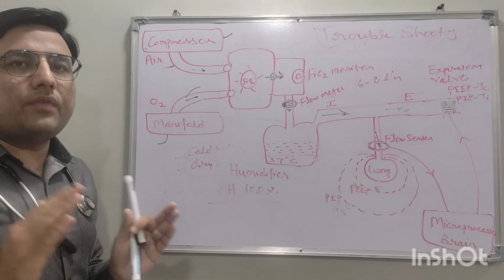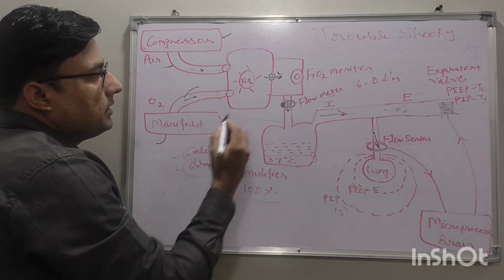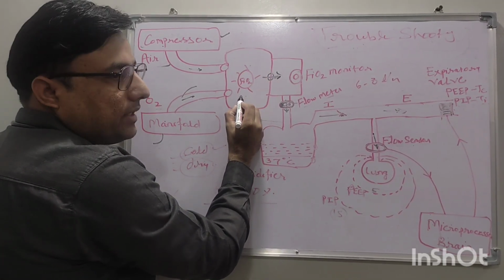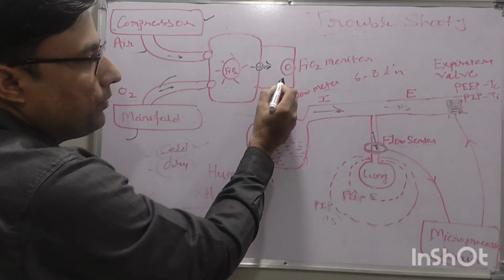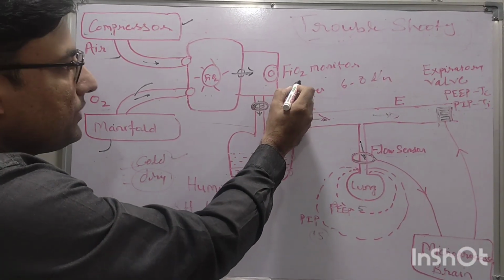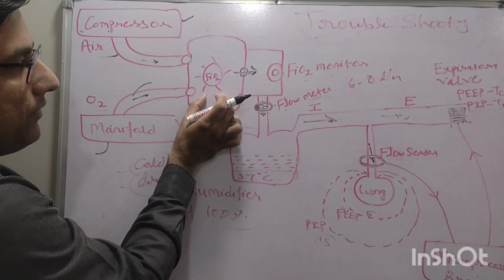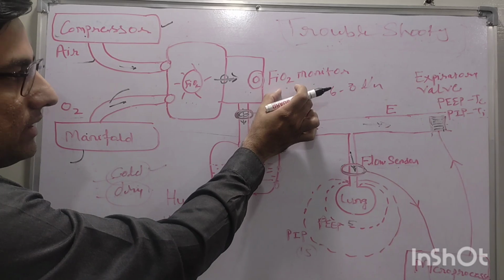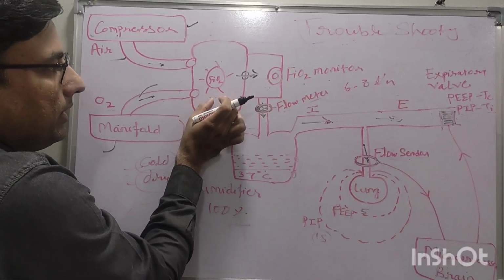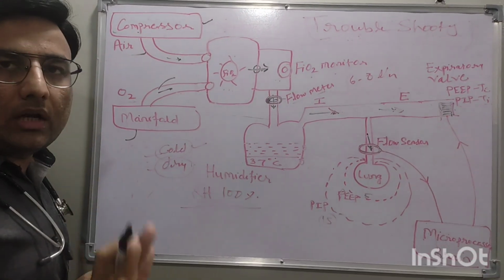Second is low FiO2 alarm or high FiO2 alarm. So when it happens, here this is the blender, which will mix the gases and deliver to the low pressure chamber. Here the FiO2 monitor will measure the FiO2. Here we are setting the required FiO2, and the FiO2 monitor is measuring how much is being delivered. So if there is a discrepancy between the set FiO2 and measured FiO2, then there will be an FiO2 alarm.